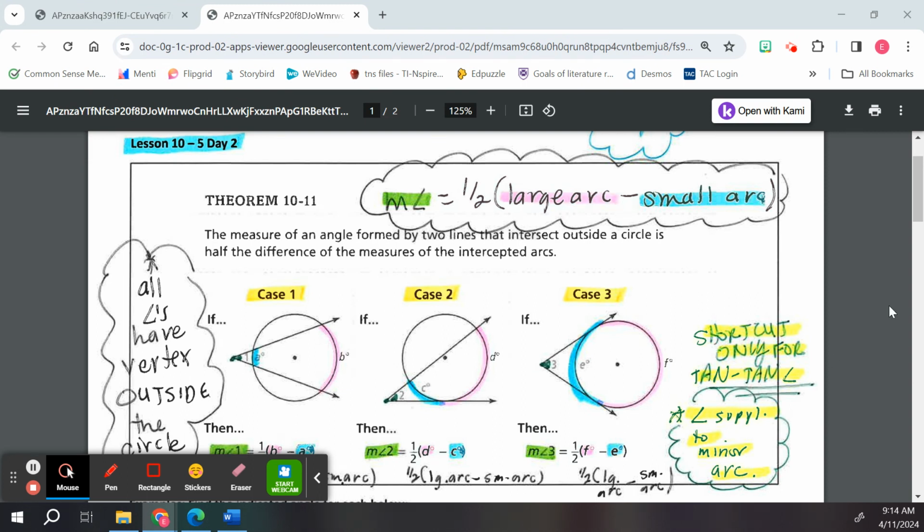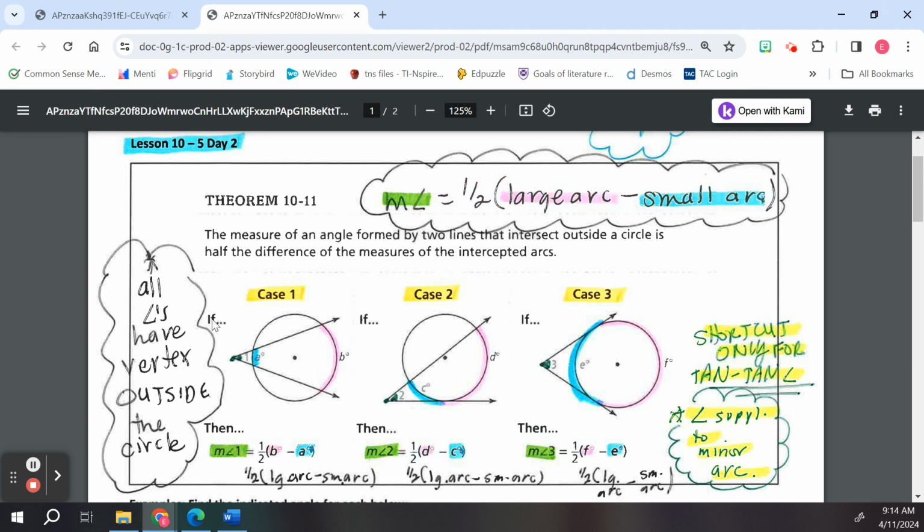All right, guys. So this is essentially in the cloud here, this nice big fluffy cloud, what you need to remember for these three cases. Just note that this works for the angles that are outside of the circle. And it's always large arc minus the small arc. It's very easy.